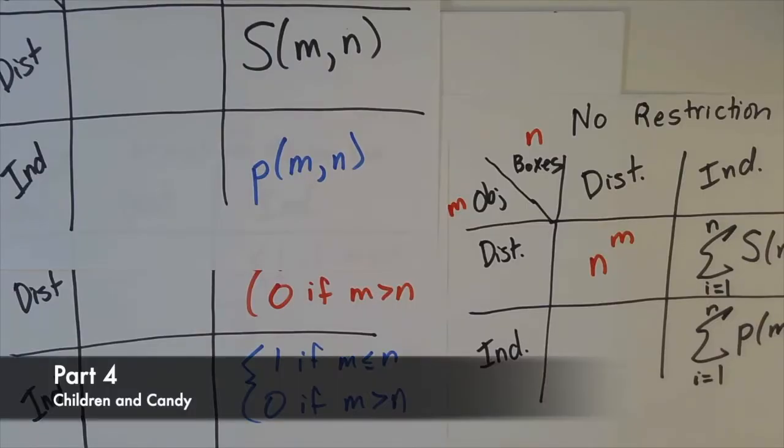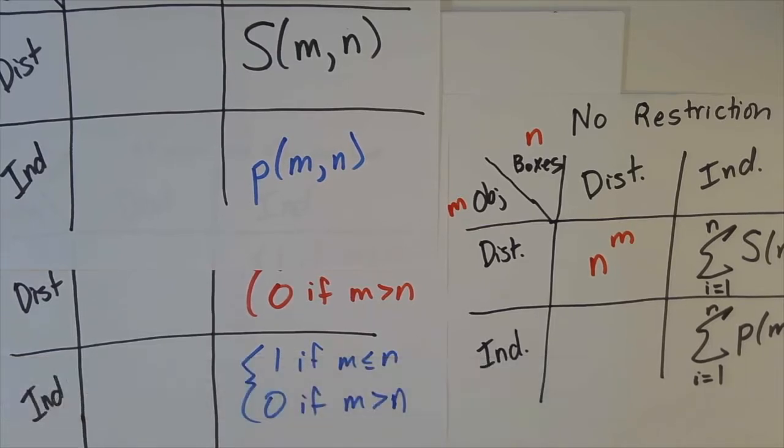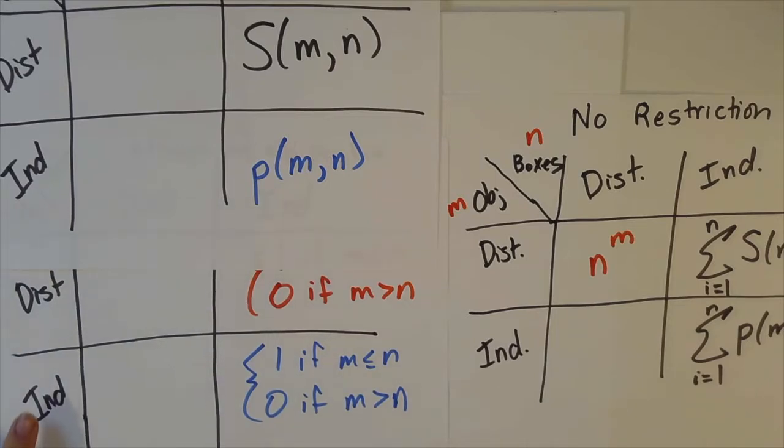Hello again, class. So we're continuing to fill these tables in. We've got a couple places left to go. So today I want to talk about this lower left square. That is where we're taking indistinguishable objects and putting them in distinguishable boxes.